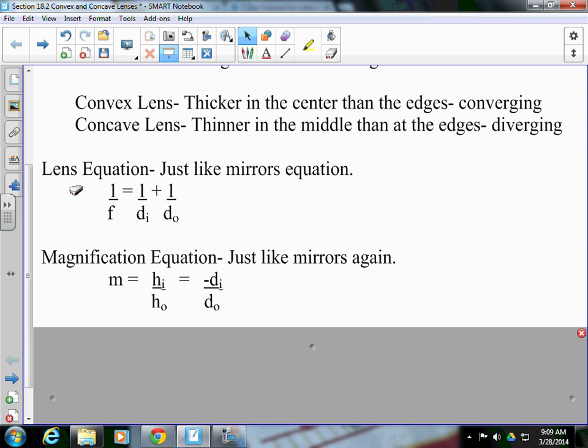Remember, with mirrors, a real image happened on the front side of a mirror, and a virtual image happened on the back side. Now that flip-flops when we go to lenses, because the light is supposed to pass through a lens. So a real image on a lens is behind the lens, and a virtual image is in front of the lens. Remember, when we have a virtual image, the distance is negative. So if we have a negative distance for our image in any lens, that means the image is being formed in front of the lens.